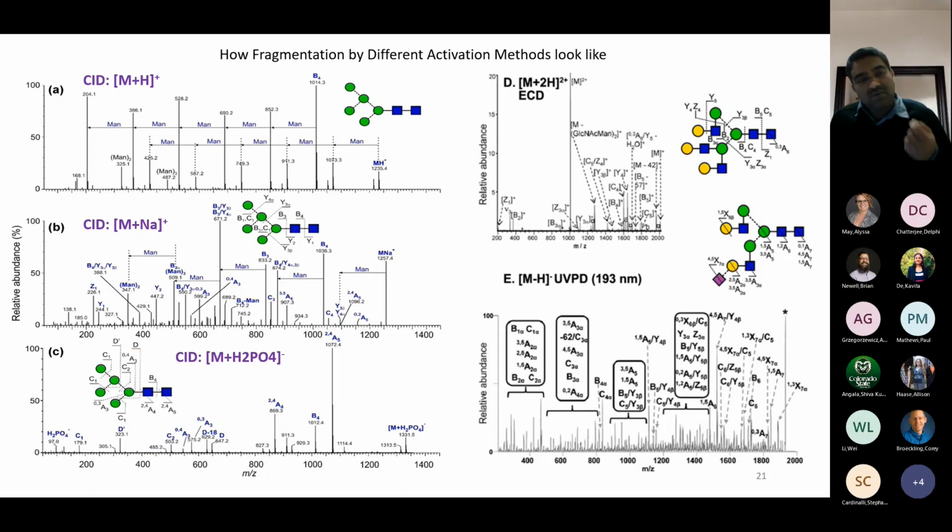Where it goes with salt, salt induces further fragmentation. With Na, sodium, it gives much more fragmentation, much more information. And when we go to negative mode with phosphate adduct, it gives the ring cleavages, cross-ring fragments. And when we go to ECD, high energy stuff, the molecule is almost decimated into small peaks, and so does UVPD. And these are nightmares for any structural analyst. It's very difficult to pull out a proper structure that way.